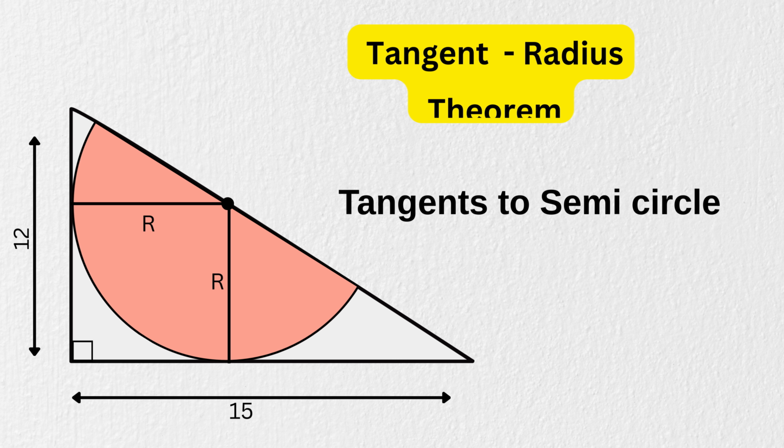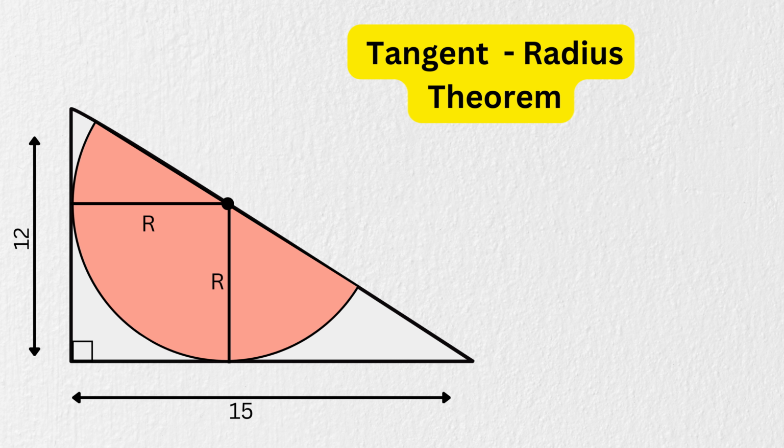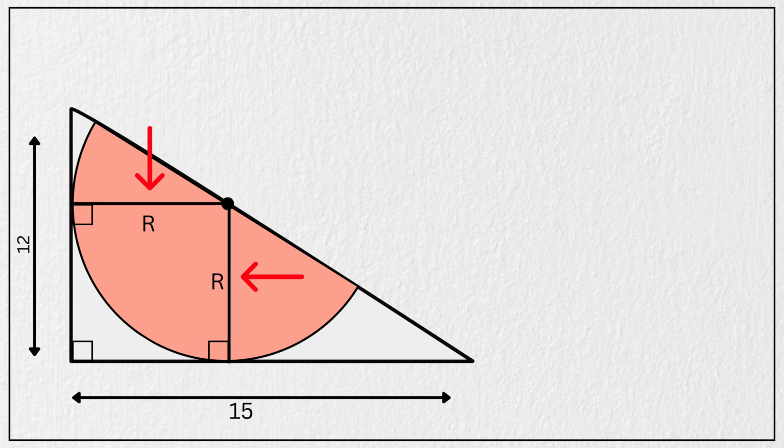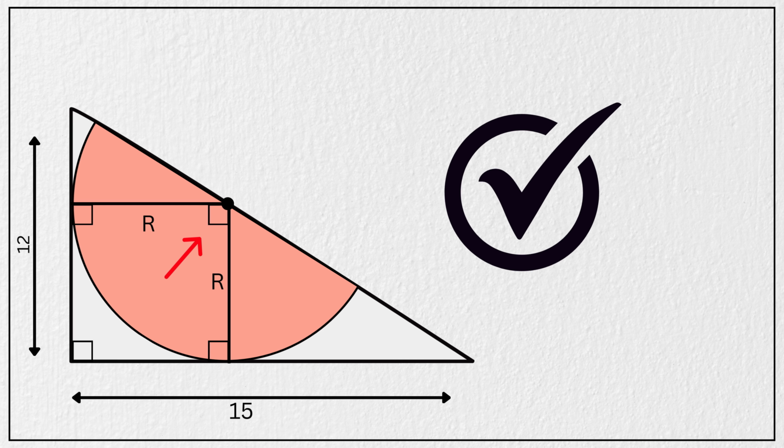So as per the tangent radius theorem, that is, when a radius is drawn from the center to a point where the circle touches a tangent, it is perpendicular to that tangent. This angle here is 90 degrees, and this one is also 90 degrees, right? Now look carefully at this shape formed by the two radii and the two tangents. These two angles are 90 degrees, and we are given that this angle is 90 degrees. So this fourth angle must also be equal to 90 degrees, right?